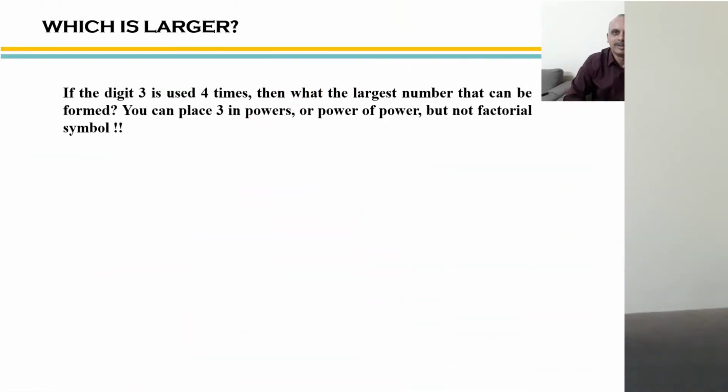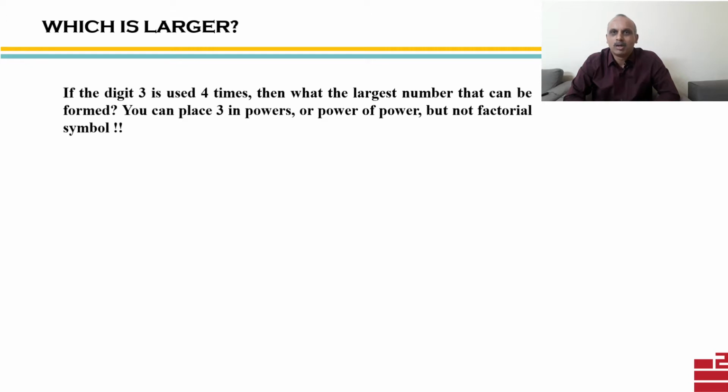Now our first problem is, if the digit 3 is used 4 times, then what is the largest number that can be formed using these digits? Now we must be careful that we cannot use the factorial symbol, but we can use power or power to the power. Now in this situation, how do we go about this? First of all, we should form all possible numbers using the digit 3 4 times. So we will list down all those numbers.